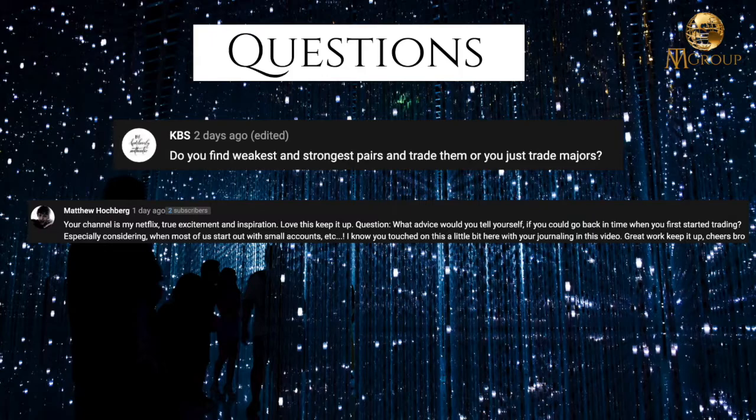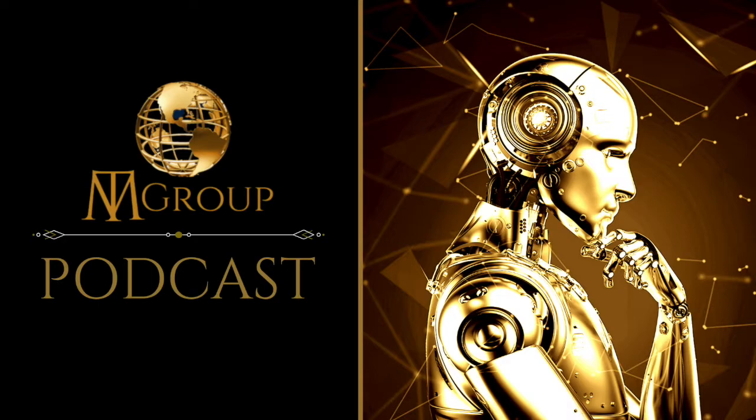So, first, I'm going to answer KBS. She asked, do I find weakest and strongest pairs and trade them, or do I just trade the majors? I do rank the currency pairs, and I do keep it in mind, but something I've noticed is that recently the US dollar has become a little stronger according to my ranking, and as I say that, we're getting near monthly demand. Maybe that's just a coincidence, I don't know, but it seems like it's all correlated, and it's weird how it all works.